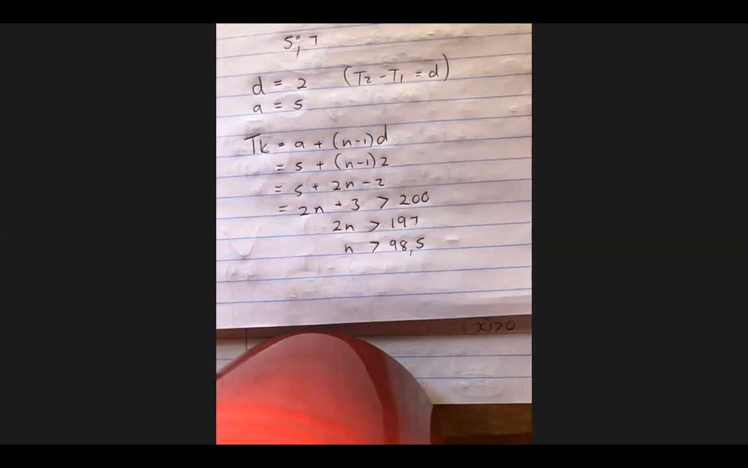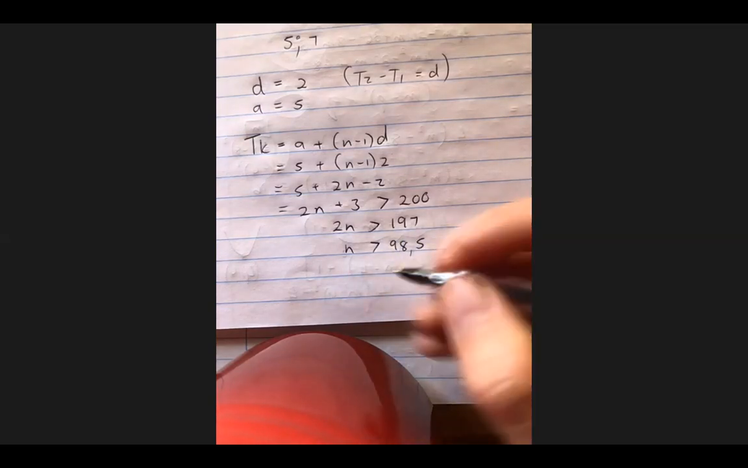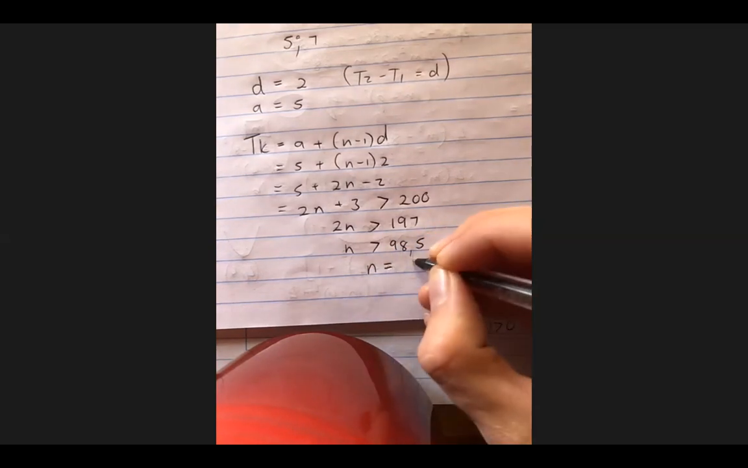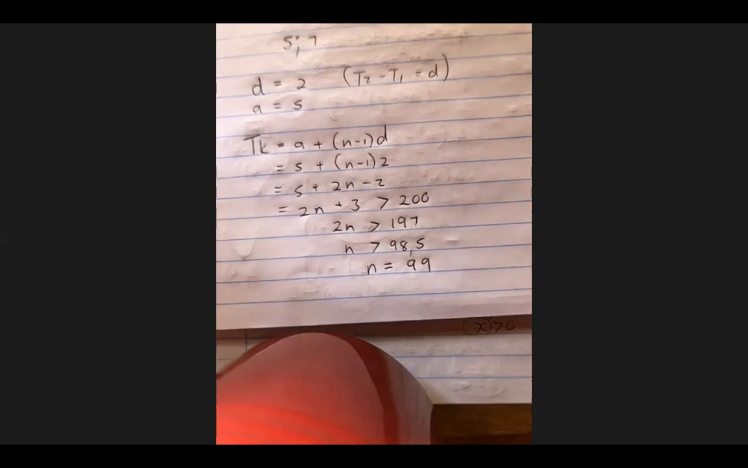So if they do ask you something about this 98.5, it has to be bigger than 98.5. So you can't choose 98 as an integer. I would love for you to make a statement and then say n is 99. Let's see if that works.